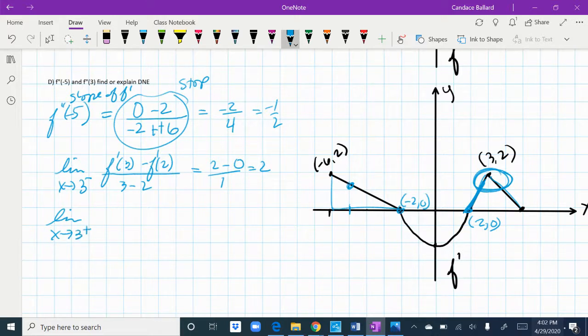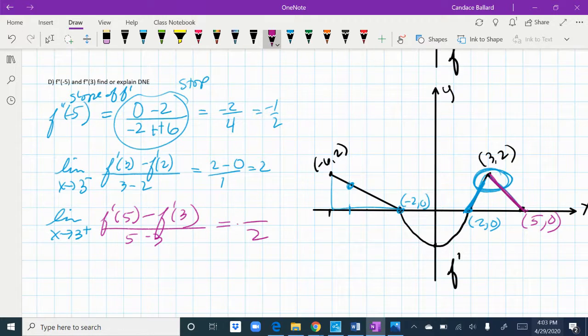Now I'm going to look at the right-handed limit. So limit as x approaches 3 from the right. So I'm coming at it now from this side over here. So I've got f prime of 5, and this was out 5 up 0. So f prime of 5 minus f prime of 3 over 5 minus 3. So I know my denominator's 2. f prime of 5 is 0, and f prime of 3 is 2, and you'll notice that this one equals negative 1. So we just proved that my right and my left-hand limit don't match, so it does not exist.